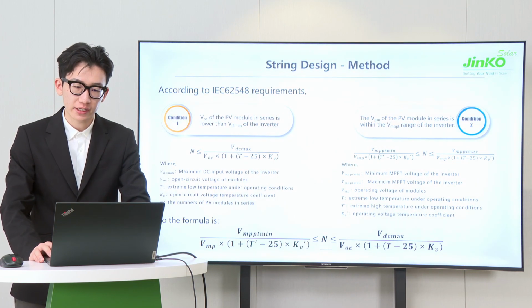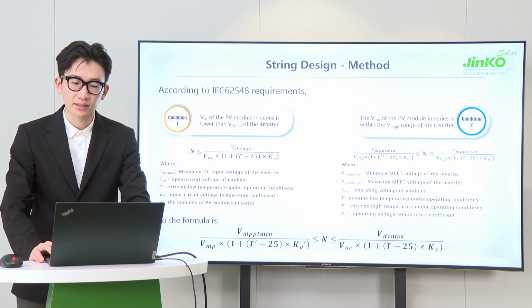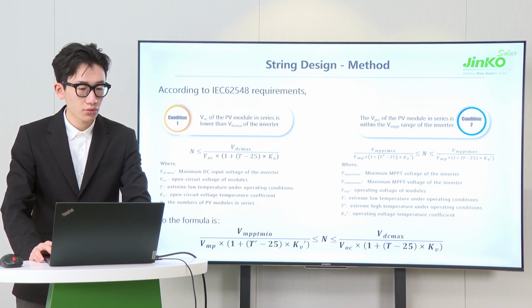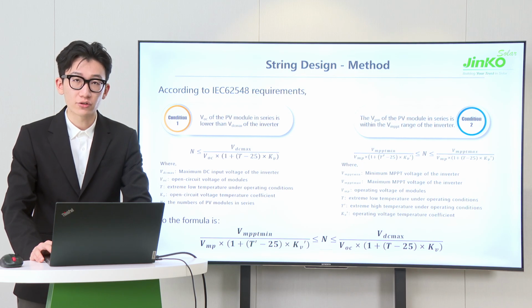According to IEC requirements, the string design needs to meet the following two conditions. Condition 1, the open circuit voltage of modules connected in series should be lower than the maximum input voltage of the inverter. Condition 2, the operating voltage of modules connected in series should be within the MPPT voltage range of the inverter. Two conditions need to be met simultaneously, so the formula below can be obtained. In general, it mainly depends on the PV modules, inverters, and environment temperatures.